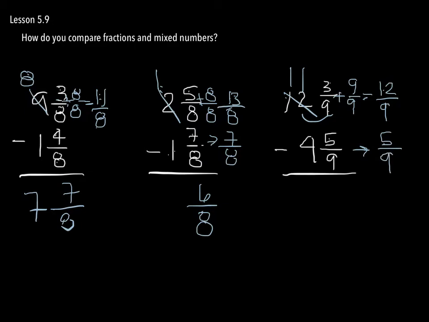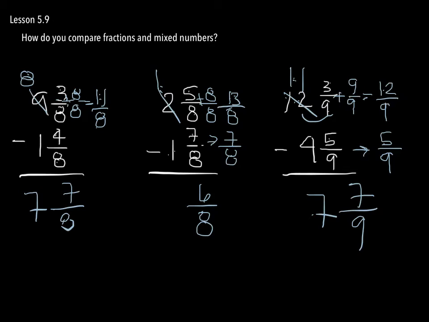12 less 5 is 7, and our language again is ninths. And then we have 11, because remember, it was 12, we borrowed 1, and it becomes 11. 11 less 4 is 7. So 7 7/9.